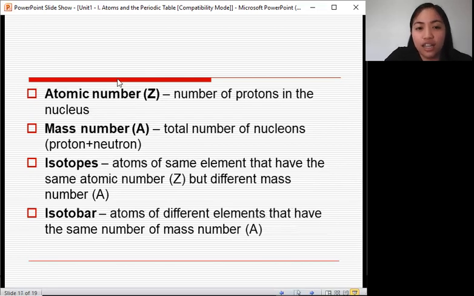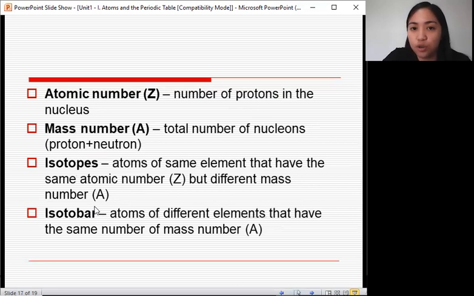Again, atomic number is always equal to protons. Mass number is the total number of nucleons, meaning the sum of protons and neutrons. Isotopes are atoms of the same element that have the same atomic number but different mass number. So, meaning, ang isotope, same sila nga element. So, parehas ganiha, puro hydrogen. Ang differ lang sa ilaha is ilaha nga mass number.